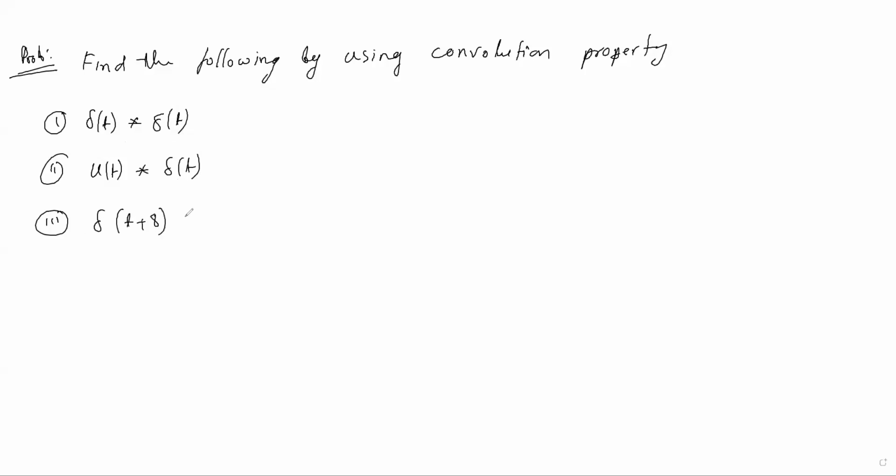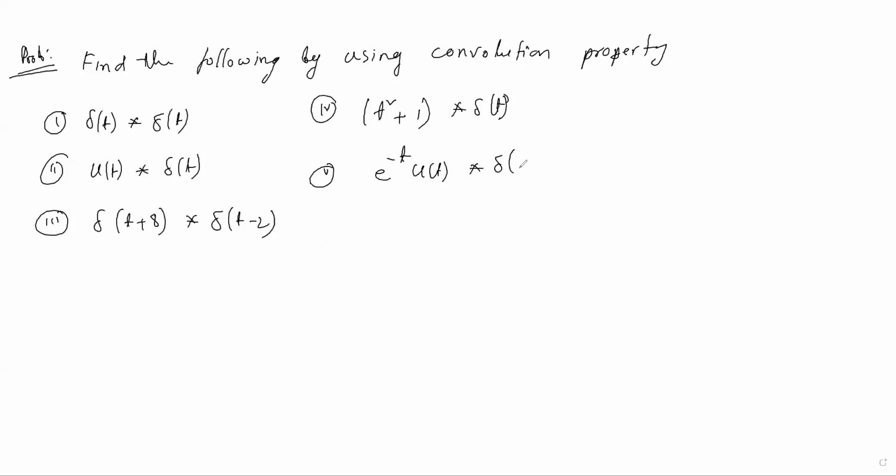Third, delta t plus 8 convolution delta t minus 2. Fourth, t square plus 1 convolve delta t. Fifth, e to the power minus t u of t convolution with delta t minus 1.